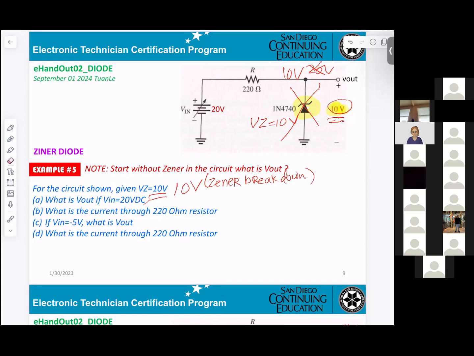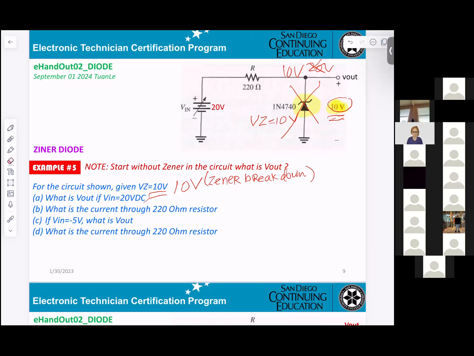Now, what is the current through R? I equals 20 minus 10 divided by 220. So that's solving the question 5A, 5B.